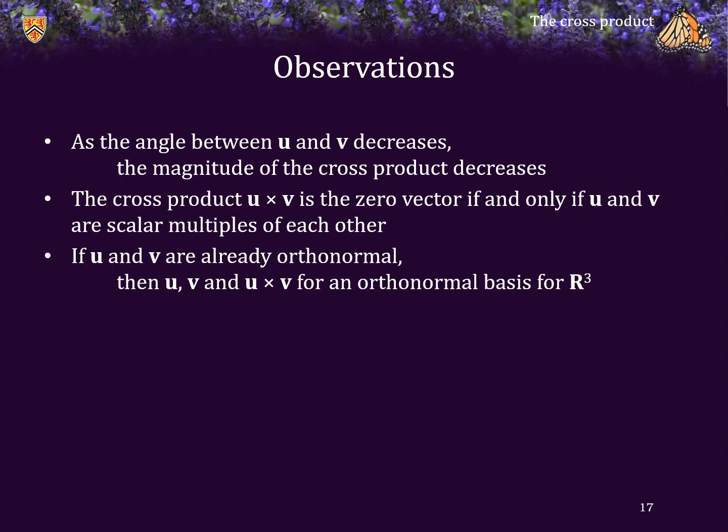Finally, if u and v are already orthonormal, so at right angles and with unit length, then u cross v is also a unit vector or a normalized vector, and consequently u, v, and u cross v form an orthonormal basis for R3 automatically.